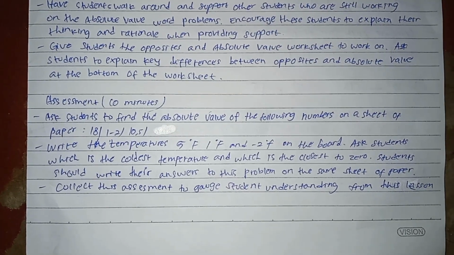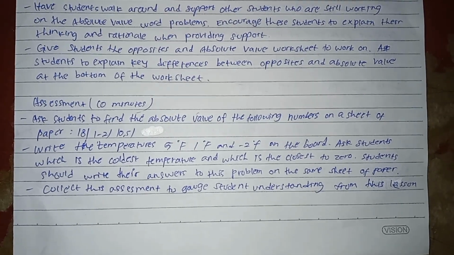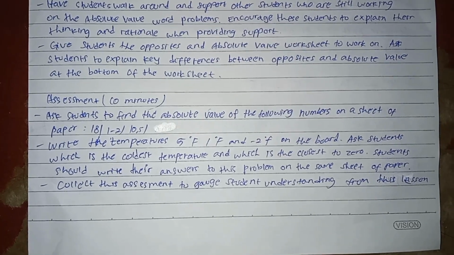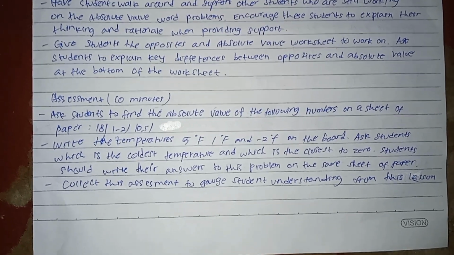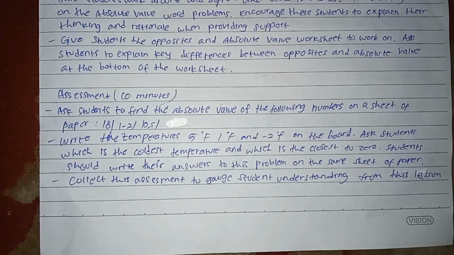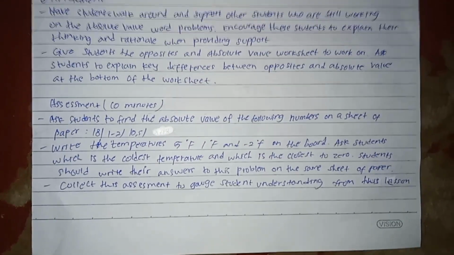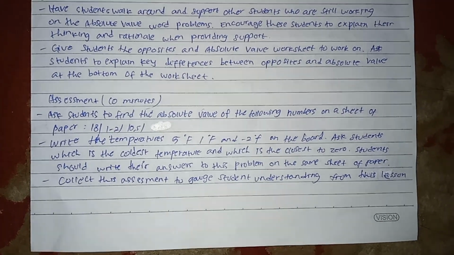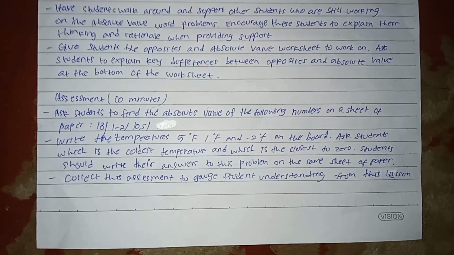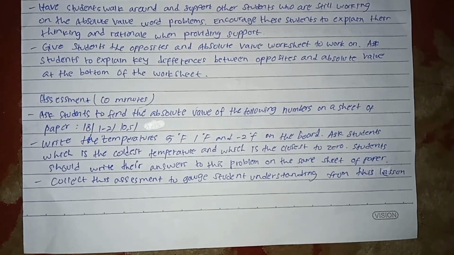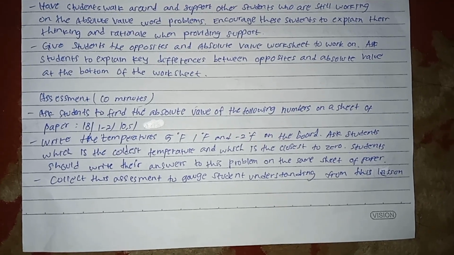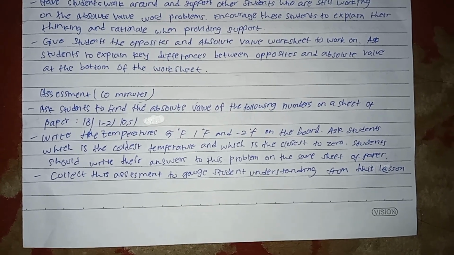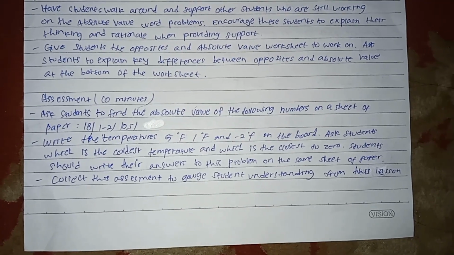Assessment, 10 minutes. Ask students to find the absolute value of the following numbers on a sheet of paper: 8, -2, 0, 5. Write the temperatures 5, 1, and -2 on the board. Ask students which is the coldest temperature and which is closest to 0. Students should write their answer to this problem on the same sheet of paper. Collect this assessment to gauge student understanding from this lesson.